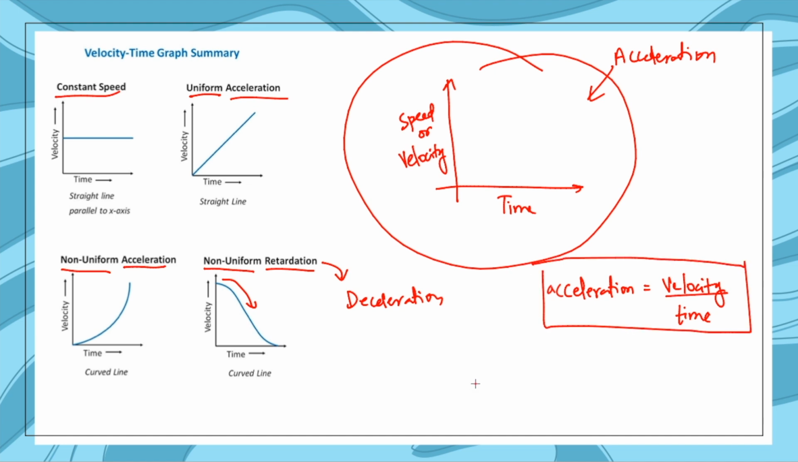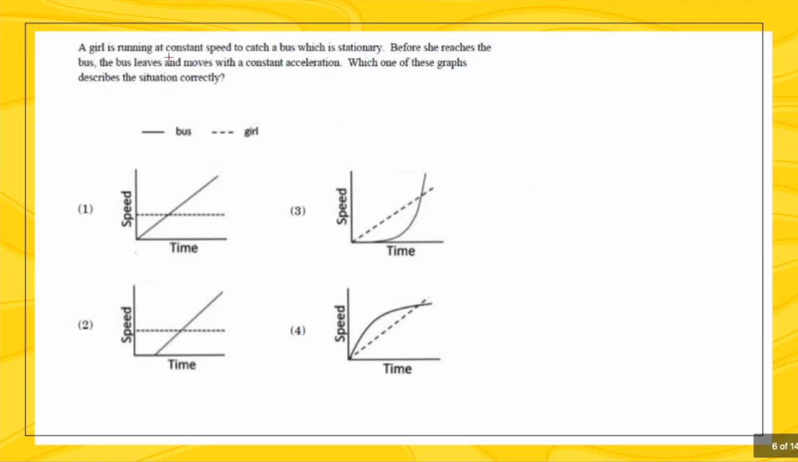Now let's look at some questions from previous years of the CSIR NET exam and see how to solve them. This is a question which was asked in the CSIR June 2021 exam, which was held in the month of February 2022. It says that a girl is running at constant speed to catch a bus, which is stationary. But she reaches the bus and the bus leaves and moves with a constant acceleration. Which one of the following graphs describes the situation correctly?